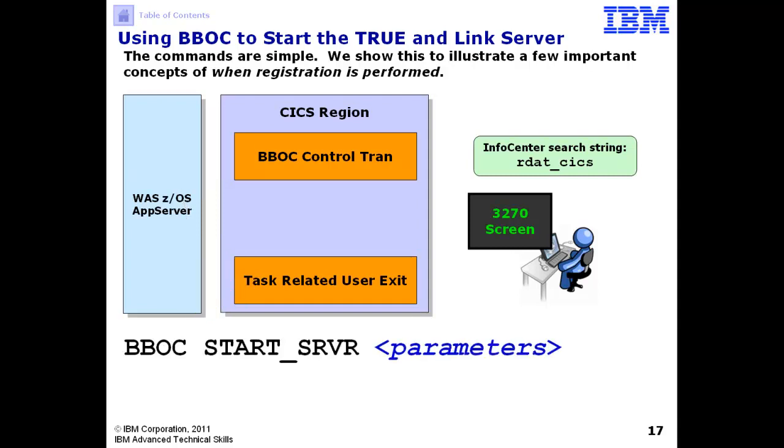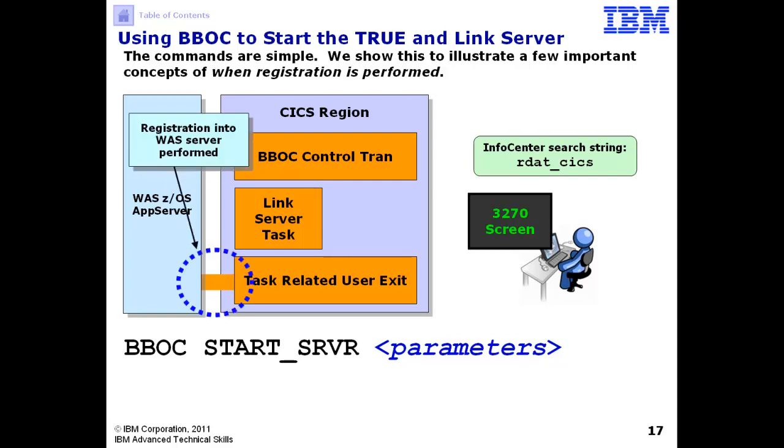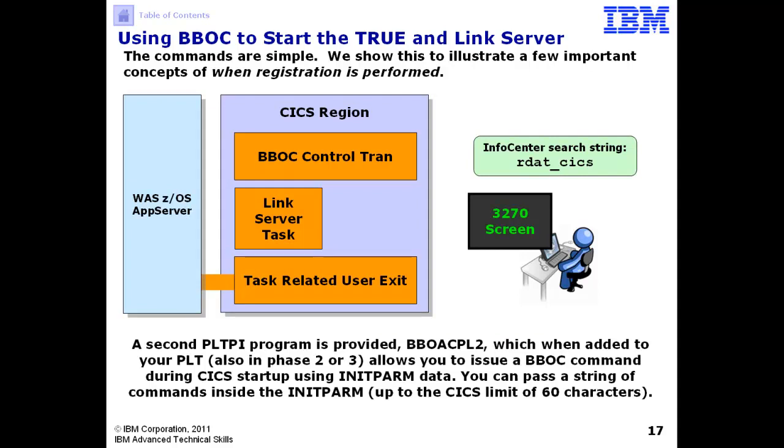The final command we'll look at is BBOC start server. This starts the link server task. This command will also result in a registration into WAS. So if you intend to use BBOC start server, then you don't need to use BBOC register. Finally, a second PLTPI program is supplied that will allow you to issue BBOC commands at CICS startup. The program name is BBO-ACPL2. You may pass in a string of commands up to the limit imposed by CICS of 60 characters.